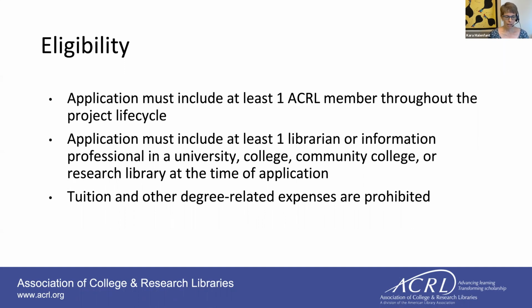Anyone can apply. You can apply as an individual person, you can apply with a team, you can apply with people from different institutions or different kinds of people from your institution. But in terms of eligibility, at least one person must be a member of ACRL throughout the whole research project. And at least one person on the team must be either a librarian or an information professional working in a university, college, community college, or research library at the time of the application. And then the last eligibility criterion to note is that tuition and degree-related expenses can't be covered by the grant.